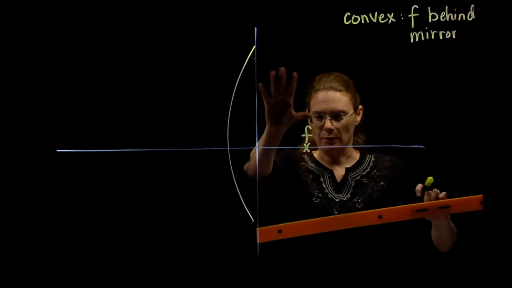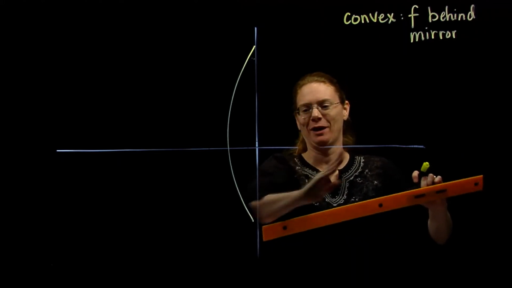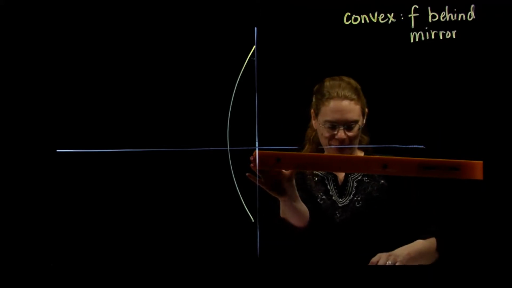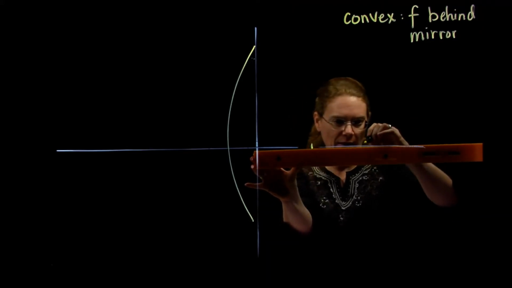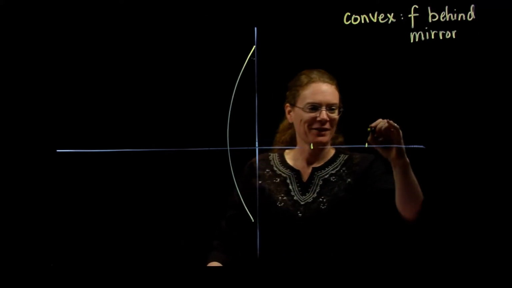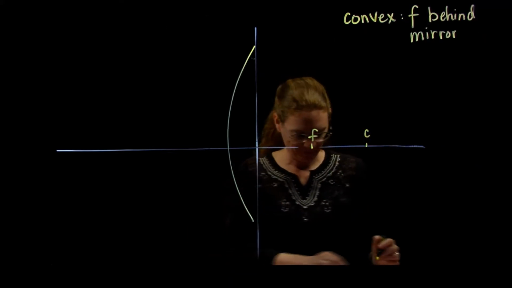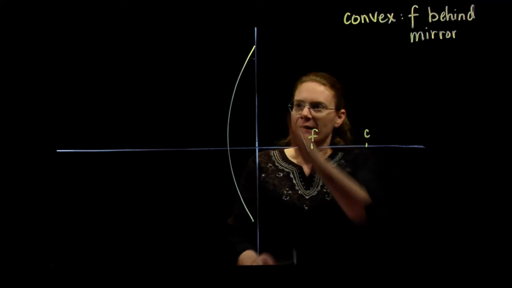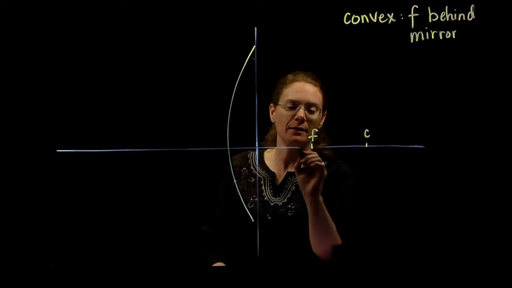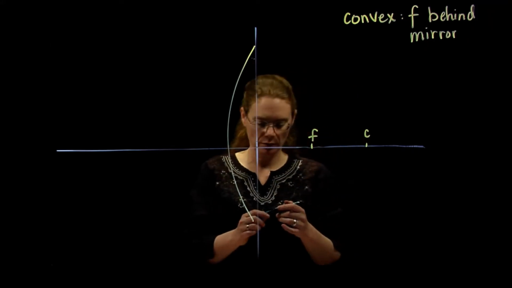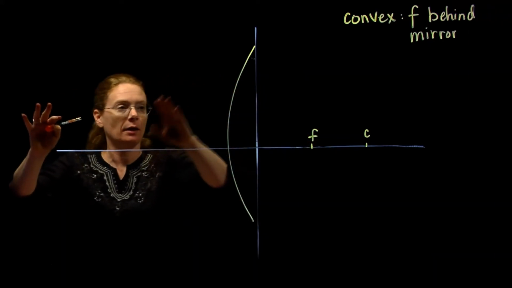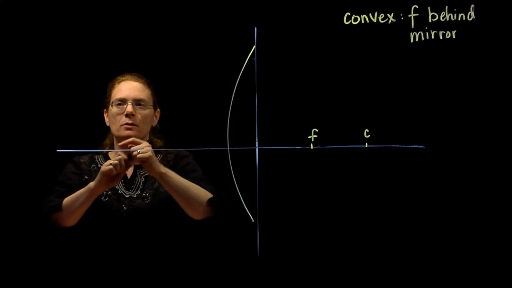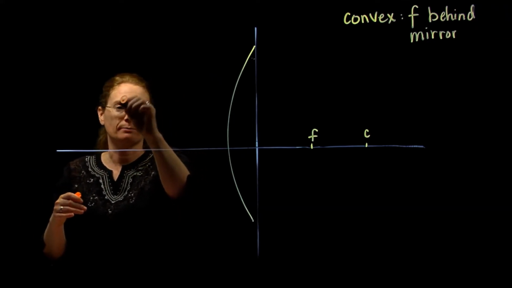Oh, that was awful. I'm going to make something with a better number. Okay, let's do 15 and 30. There we go. So there's my center of curvature. There's my focal. Good. Convex, axes. What else do we need? Oh, that's looking good. Okay, so now we're going to put an object in front of the mirror. And again, this is the mirrored side. So the object is going to be out here somewhere.